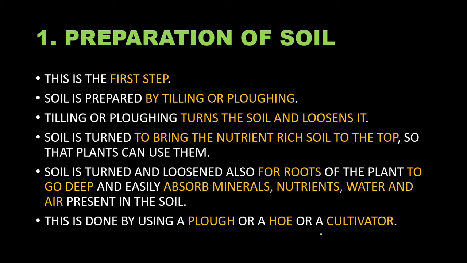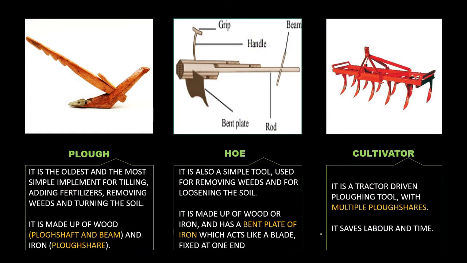This is done by using a plough or a hoe or a cultivator. These are plough, hoe and cultivators. The plough is the oldest and the most simple implement for tilling, adding fertilizers, removing weeds and turning the soil. It is made up of wood, which consists of the plough shaft and the beam part of the instrument, and iron, which is the ploughshare part of the implement.